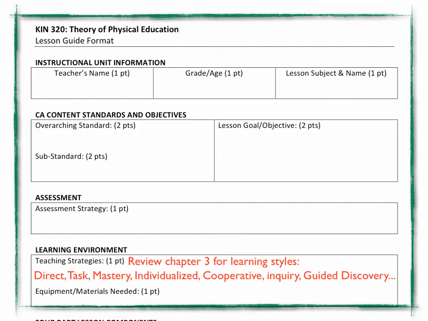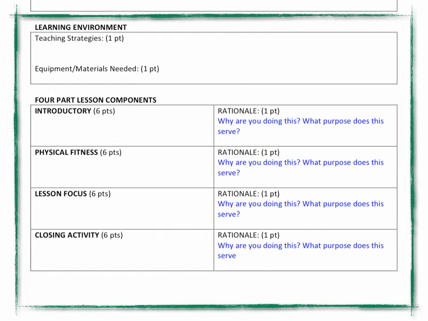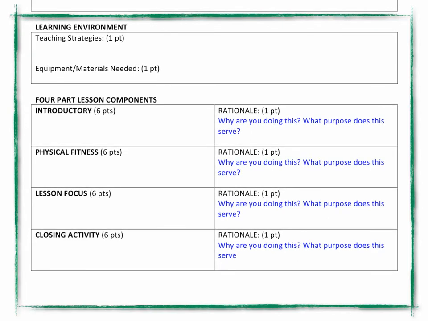There's the direct, the task, the mastery, individualized, cooperative, inquiry, guided discovery, and there's some more. So be sure you understand what those are. And then, of course, the equipment and materials needed, as I mentioned before, be sure you list those out completely. And then the next section is the learning environment, which I just covered already, so be sure that you understand that.